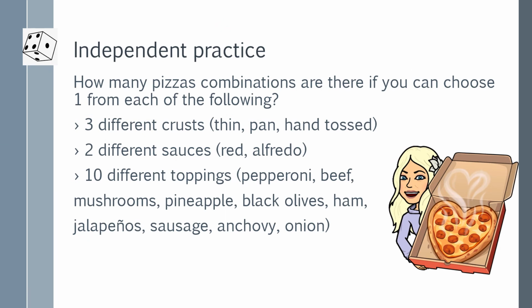Now let's see how many pizza combinations there will be if you can choose from one of each of the following. In this instance, you don't have to make the tree diagram. If you don't want to, you can go ahead and use this shortcut method to figure out how many combinations there will be.